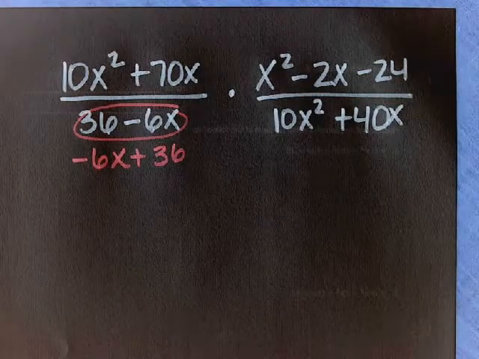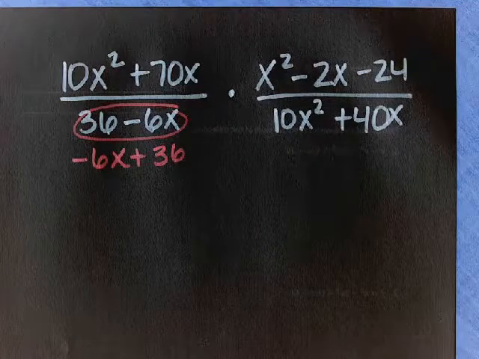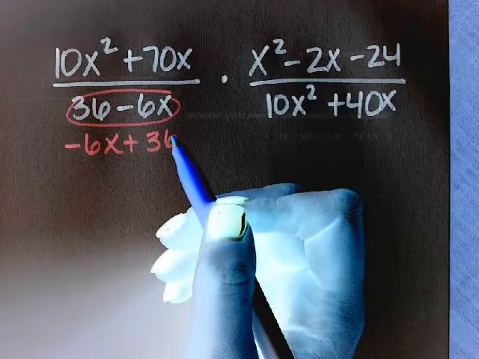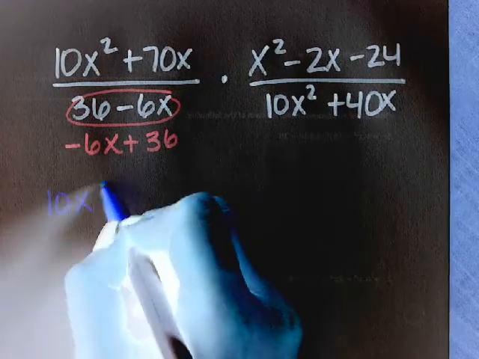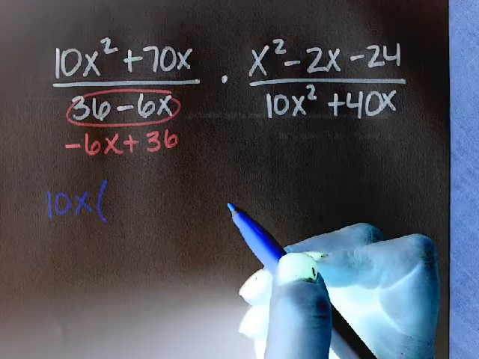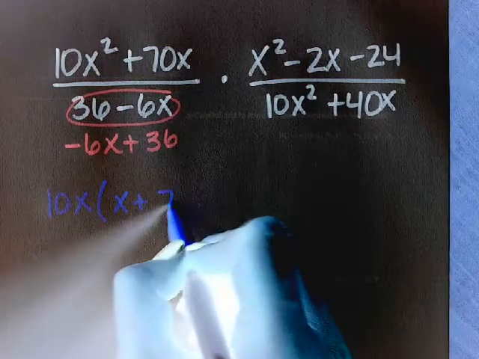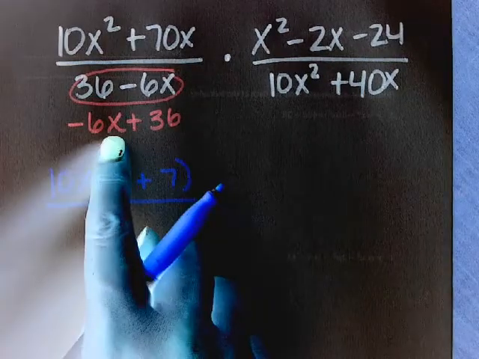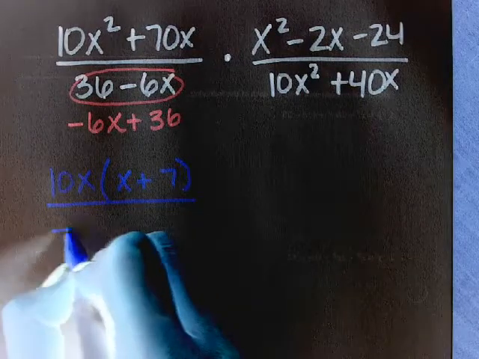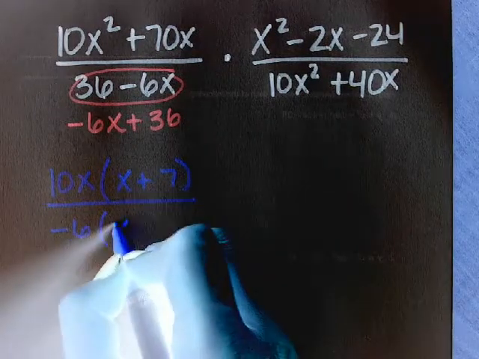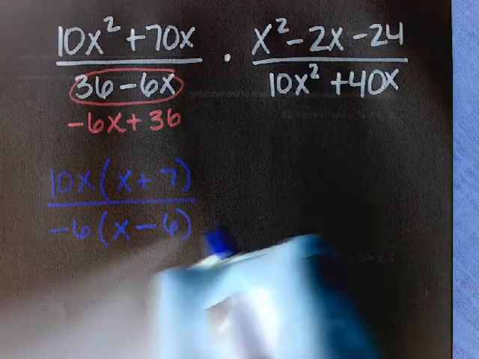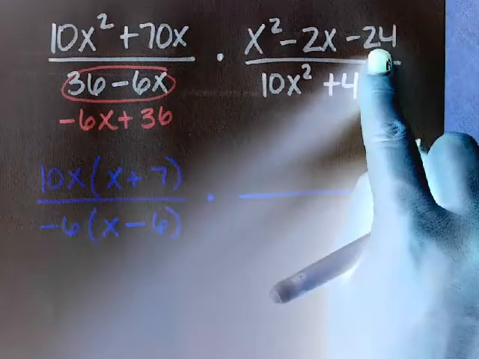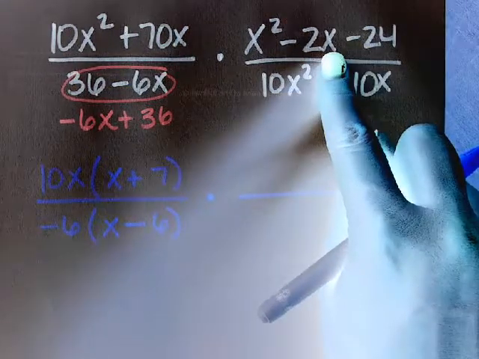All right, let's go ahead and start factoring. So, if we factor the top, GCF of 10x, and then what's left over? X plus 7, okay. If we factor the bottom, we take out the negative with the 6. Good. Take out negative 6 and we get x minus 6. Over here, we are saying what multiplies to negative 24, but adds to negative 2.